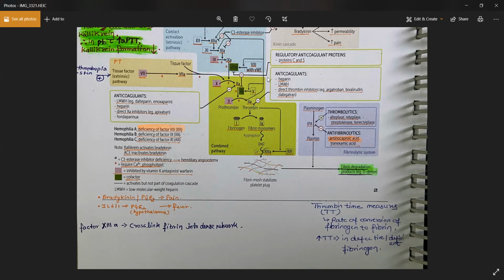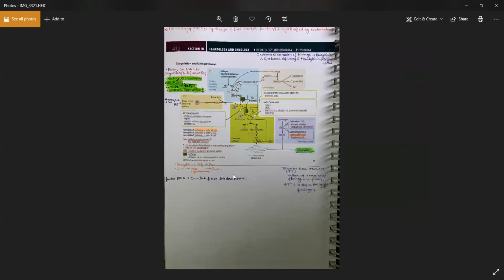Similarly, low molecular weight heparin can activate antithrombin 3 and make it bind to factor 10 mostly, and in a very minor amount to factor 2 also. That's how low molecular weight heparin can inhibit factor 10 majorly and factor 2 minorly. Is that okay? Yeah. That is the mechanism of action of heparin and low molecular weight heparin. Don't forget that.